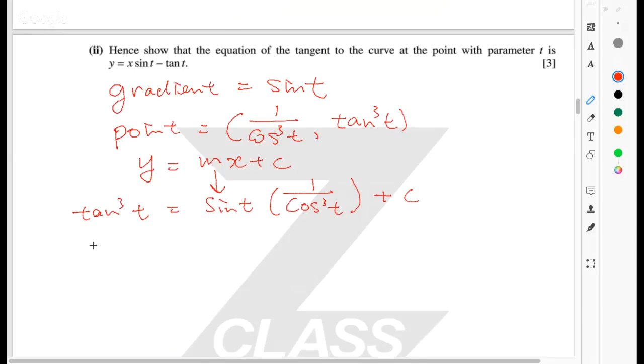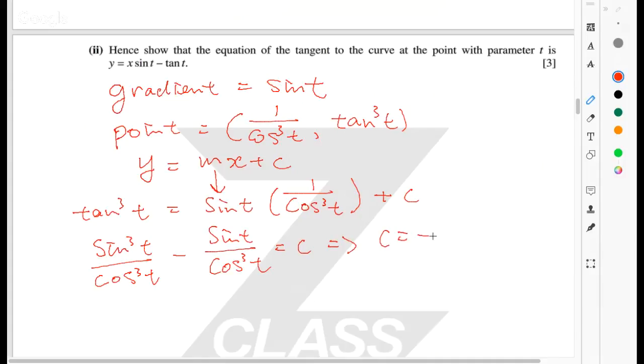And rearrange, we have tan cube t is just sine cube t over cos cube t, minus sine t over cos cube t is equal to c, and from there we deduce that c is equal to minus tan t. So we substitute everything back into the equation. We get y is equal to sine t x minus tan t.